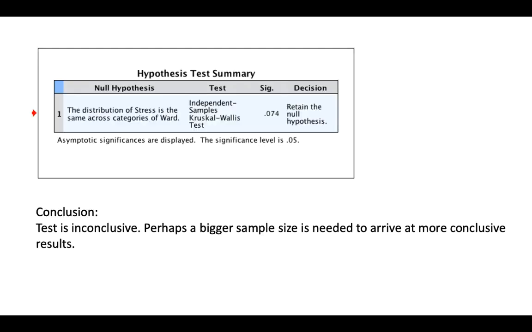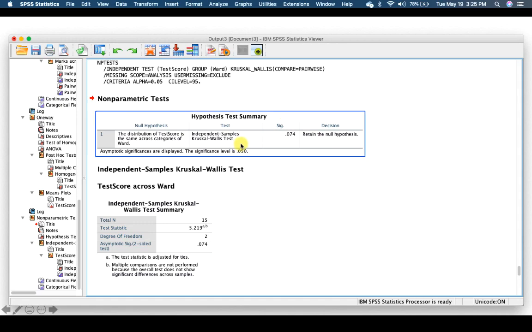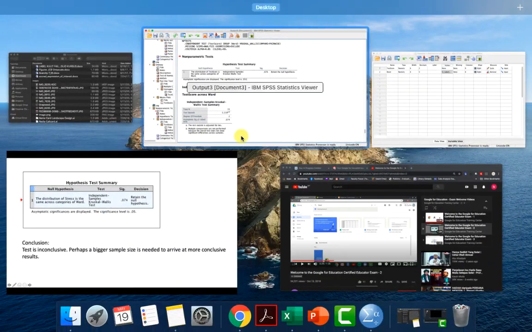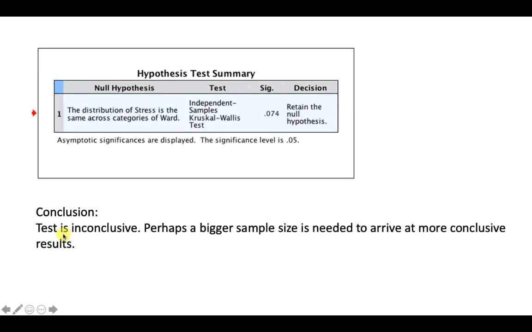So what is the conclusion of this? You can see that this hypothesis test summary is a little bit different because this is from the old SPSS. If you want to see the new SPSS, it's going to come out like this. Right, so the test is inconclusive. There's no significant differences. Probably a bigger sample size is needed to arrive at a more conclusive result.